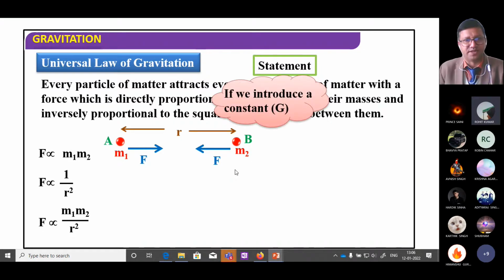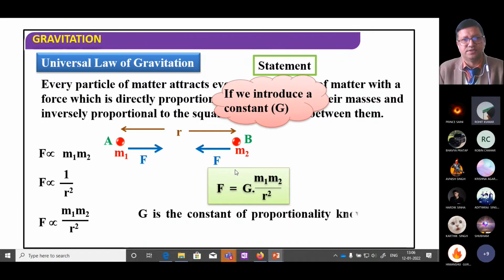प्रोपोर्शनलिटी साइन को जब हम हटाते हैं यहाँ से तो एक कांस्टेंट टर्म इंट्रोड्यूस की जाती है, कैपिटल G. This is called the universal gravitational constant. और इसका जो वैल्यू है वो मैं आपको बताता हूँ.